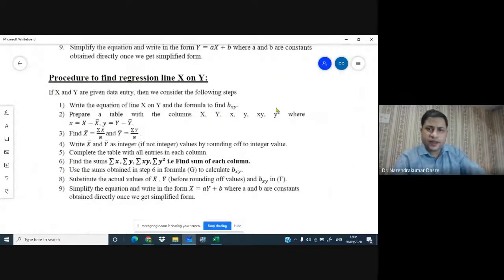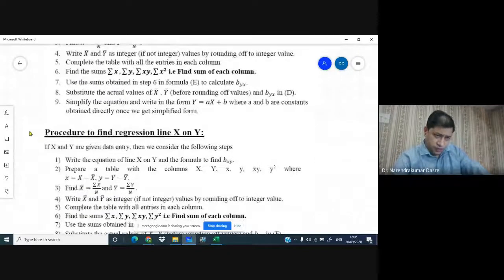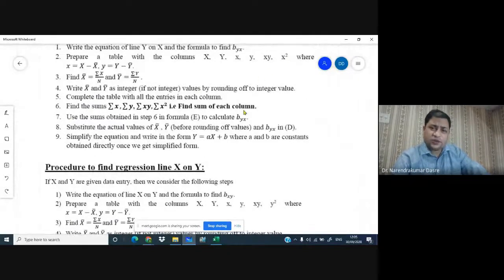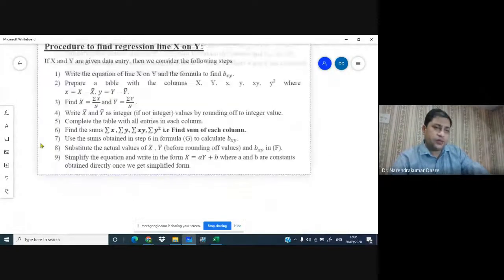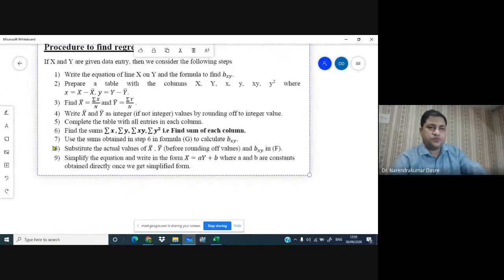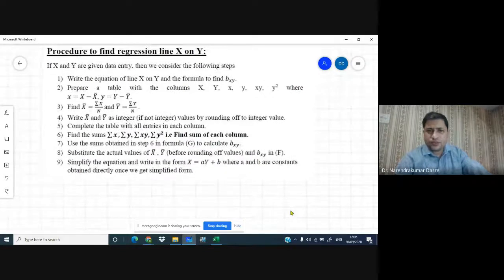Here the only thing is that instead of x square we have to calculate y square. But if there is only one equation we have to find out, then x square or y square we have to calculate. But if I want to find out both the equations, then I have to write this whole table, and we have to find both of these. Now once we are thorough with this procedure, we'll go for the example. So please write down this procedure for line of regression of x on y.